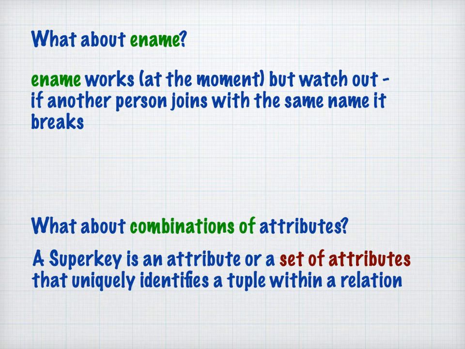We have to project it forward. But just for example's sake here, let's assume that ename is actually a superkey. Now, if you return to the definition of superkey, then we know that a superkey can be a single column, but it can be combinations of columns as well. It's a set of attributes.